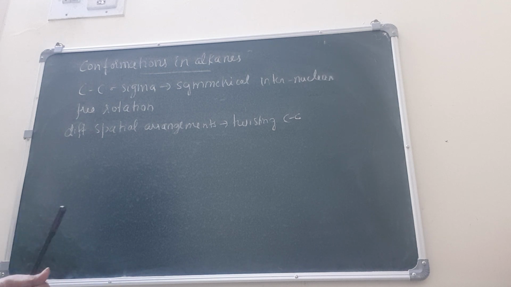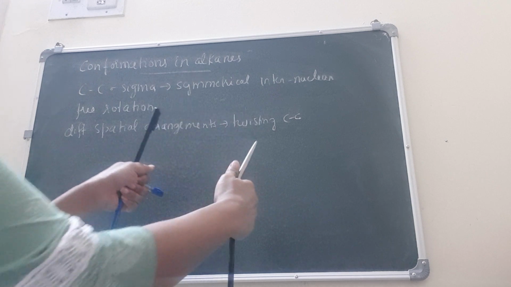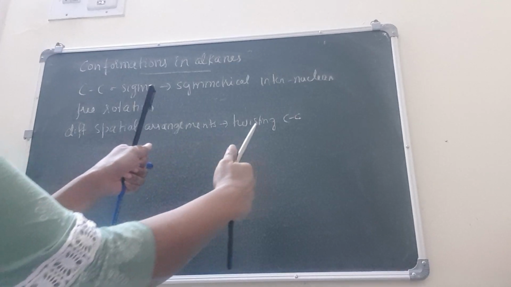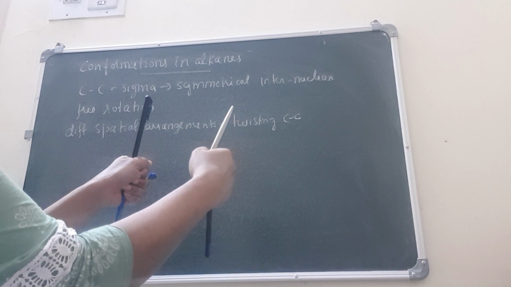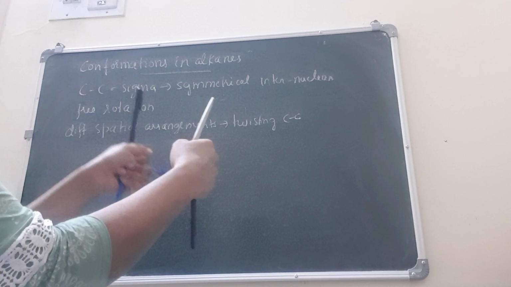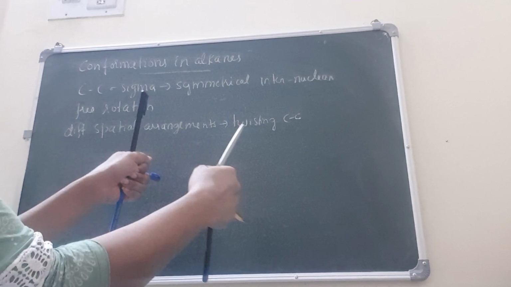Okay, let me try to hold it tightly. Yes, I think this is how it is. Okay, so if I hold it like this, imagine my two fists are carbon atoms, as in the case of ethane, and there is a bond between them.